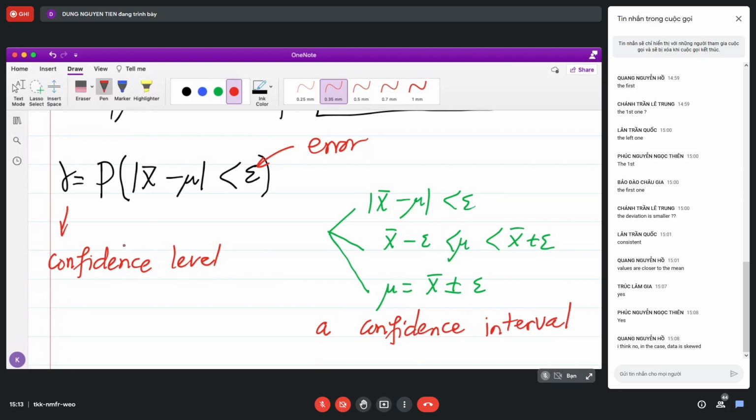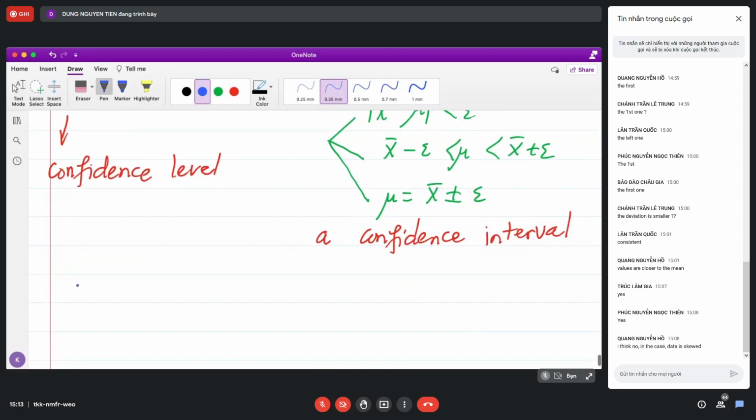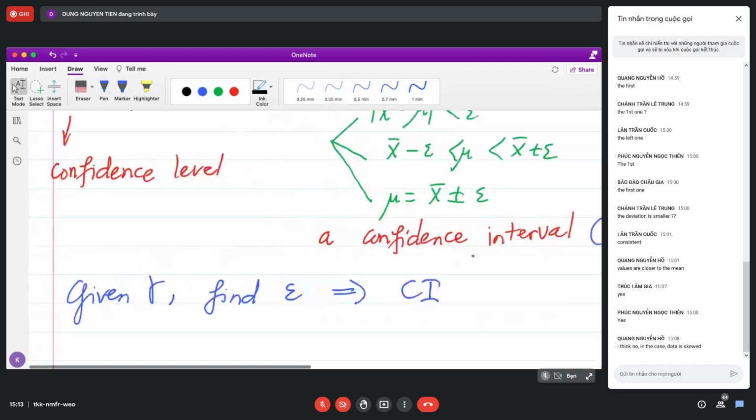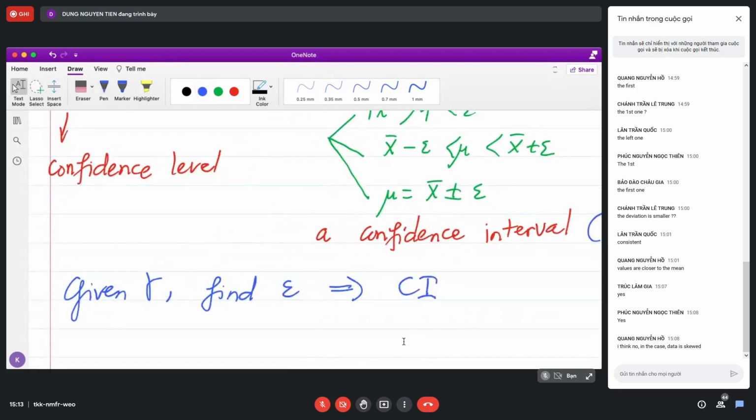So we normally fix the value of gamma and determine the value of epsilon. That is what we want to do. So given gamma, find epsilon, and then you come up with a confidence interval. Is that all clear? So that is what we are going to learn in this chapter.